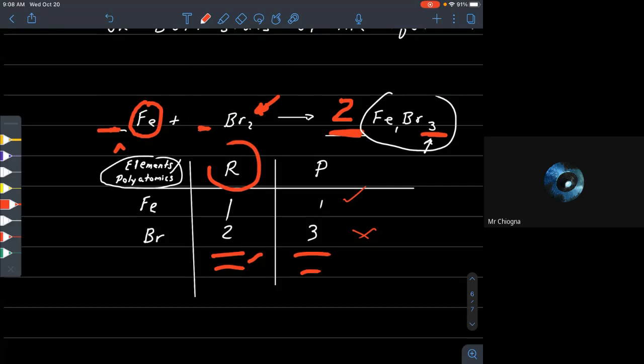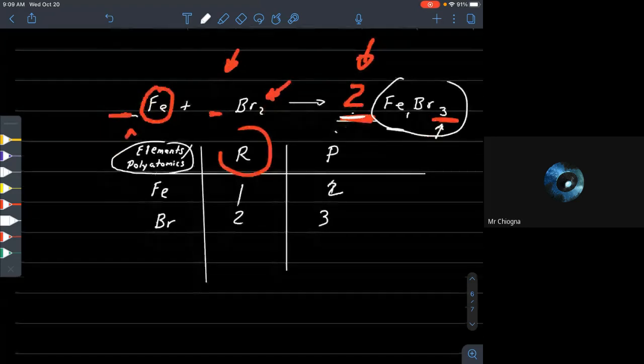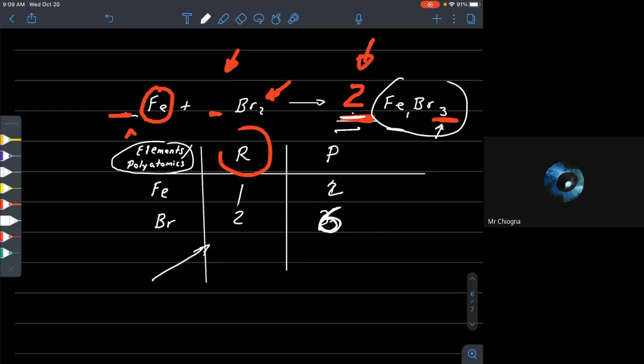And we'll come back to this in a second here. We'll change that in a second. Let's see what we get when we change the coefficient to 2. Let's add up the number of atoms again, because now everything's changed. We now have on the right 2 times 1, 2Fe. That changes. 2 times 3, which is what we wanted, 6. A little messy, but 6. Okay, these numbers haven't changed yet.